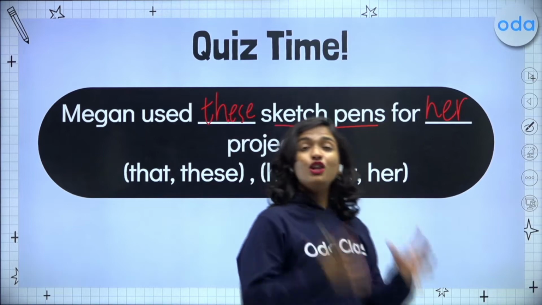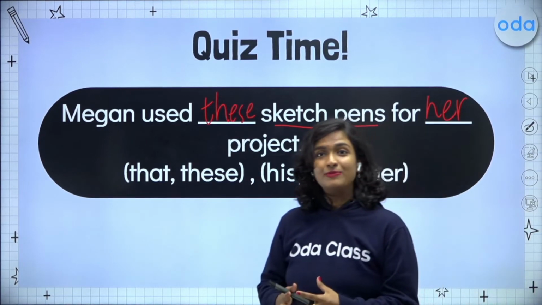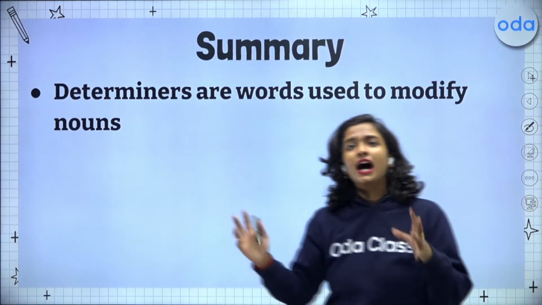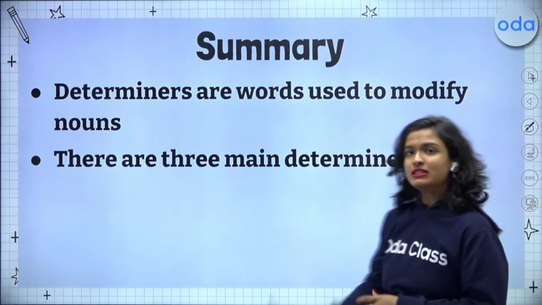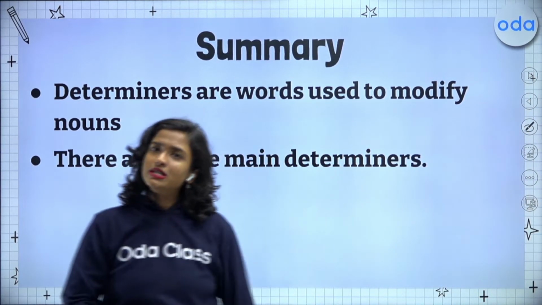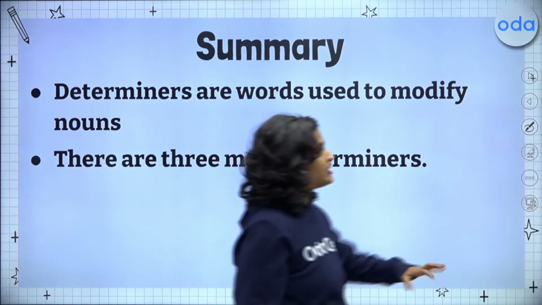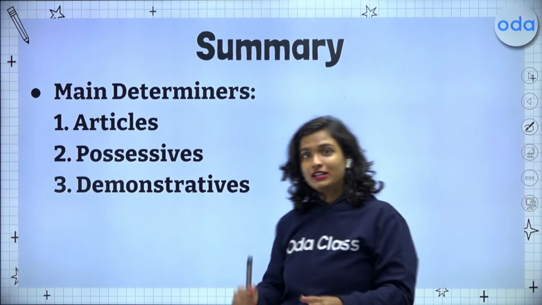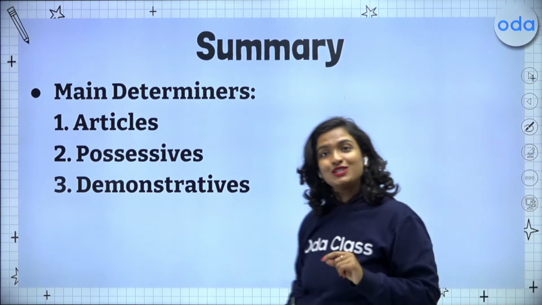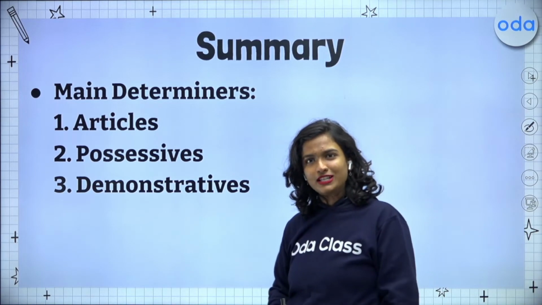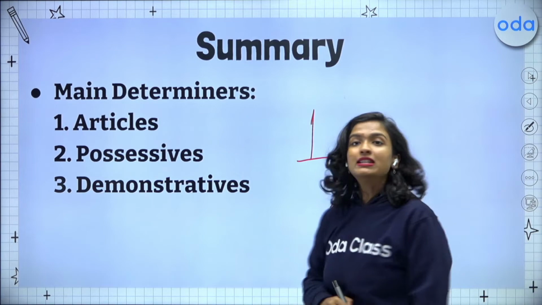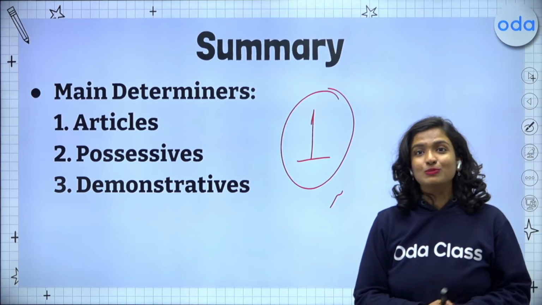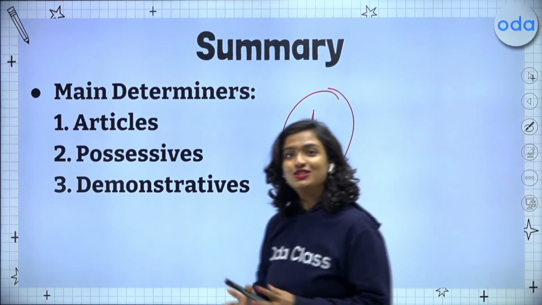Now, students, we have done lots of questions and a lot of learning today, right? So let's quickly summarize. Once again, you remember, students, determiners are words that we use to modify nouns, and there are three main determiners. We learned about the three main determiners today, which are articles, possessives, and demonstratives. Now, kids, we have learned about all three of these, and we have also learned one very, very important point, right? Which is that one noun or one noun phrase can only have one main determiner. All right, I hope this is all clear to you, students.